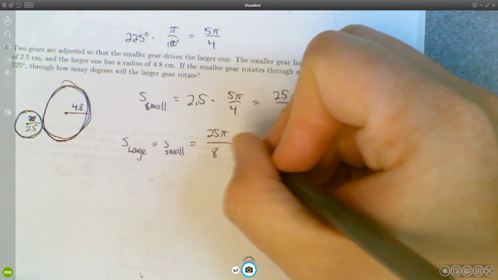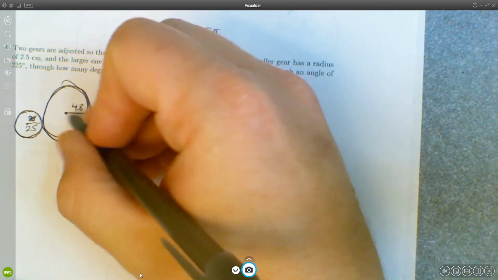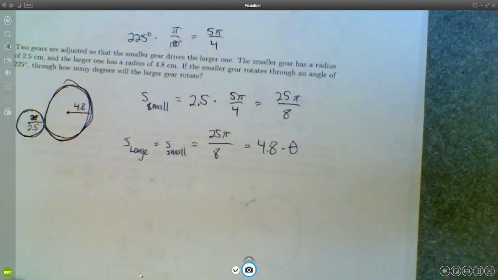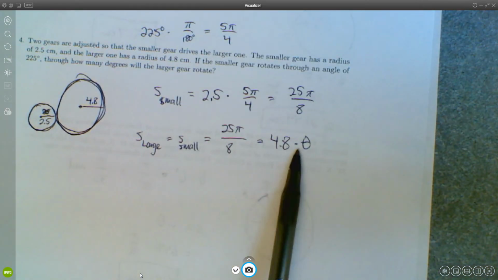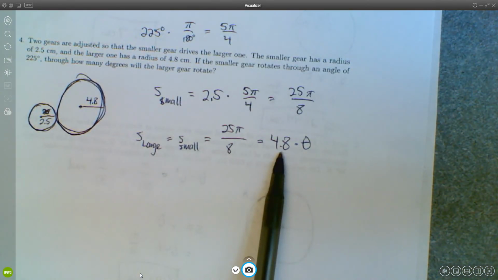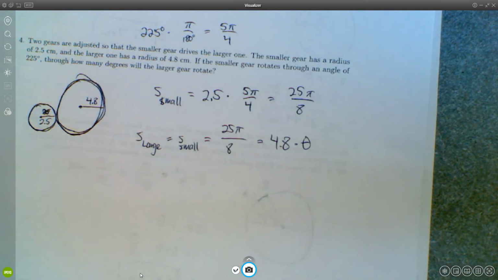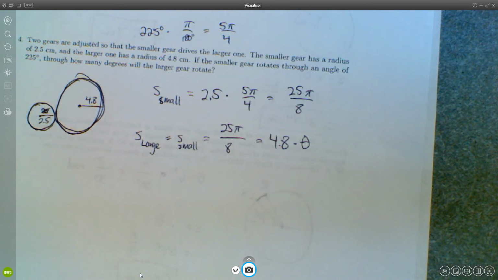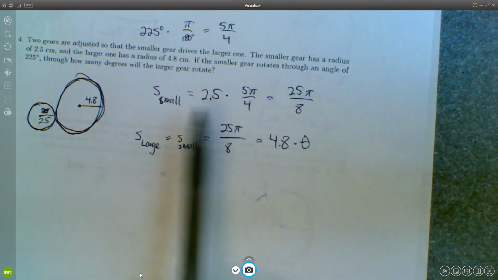That has to equal r for the large gear, which is 4.8, times theta for the large gear, which we don't know. That's what we're trying to solve for. So we're in good shape now. We can go ahead and divide through by 4.8. So we're going to say, and this time I'm going to go ahead and round, 25 pi over 8 divided by 4.8 is about, how many sig figs?